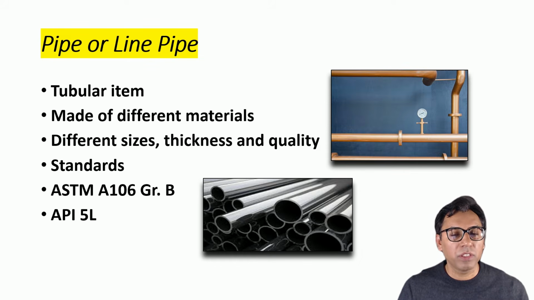There are many definitions of pipe, but a simple one is it's a tubular item made of material including metal, plastic, meant for transporting liquid, gas, or anything that flows. It comes with different sizes, thickness, and quality. There are different standards of its manufacturing, but the most common material for piping is ASTM A106 grade B, and if it's a pipeline, the most common material is API 5L.